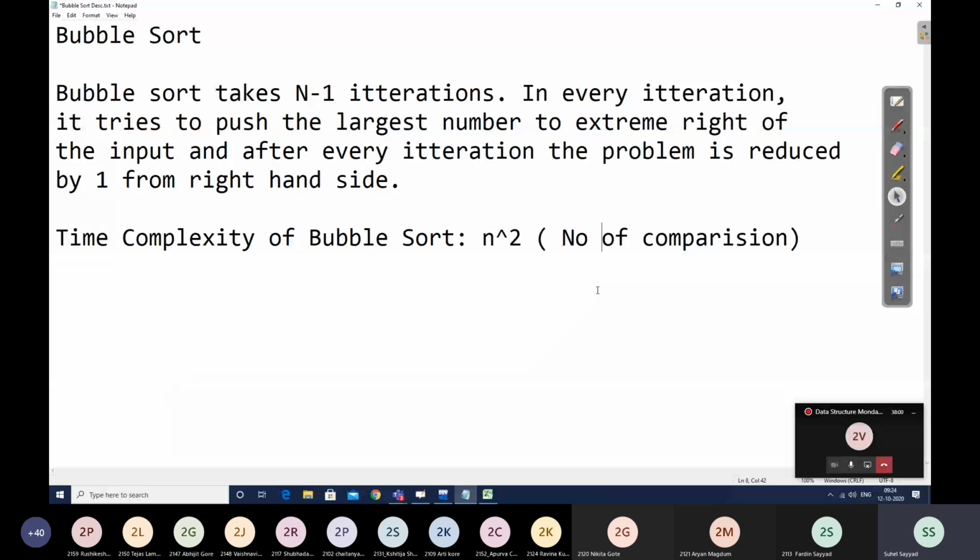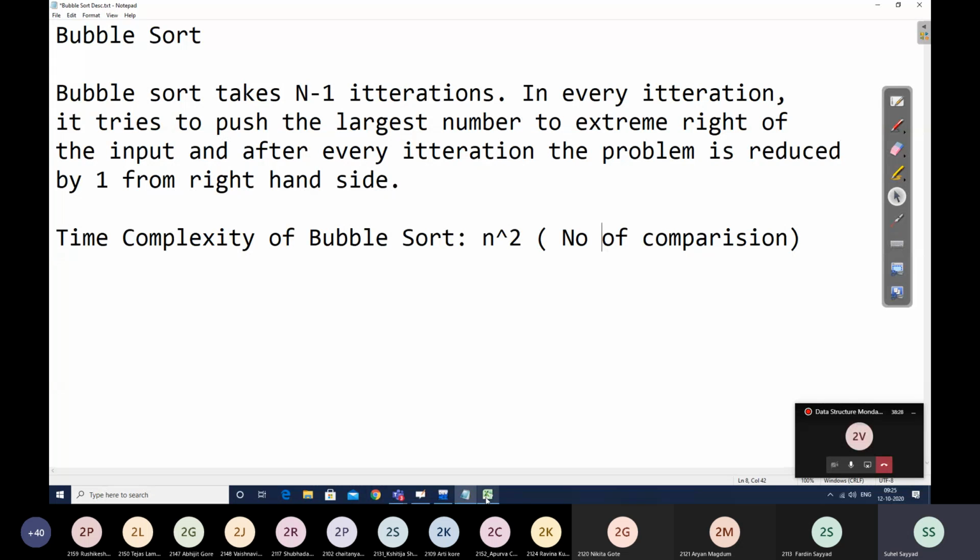The comparisons will not go beyond n square, because you have two for loops working up to n minus 1 and n minus i minus 1, right? So that is never going to go beyond n square, never. That's why it is given in the form of an upper bound. So you can say it is big O of n square.